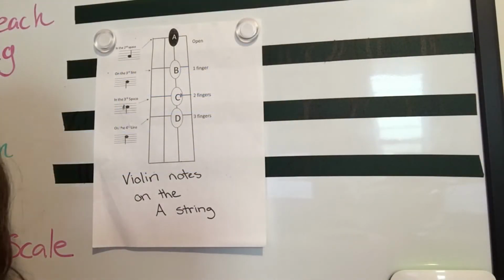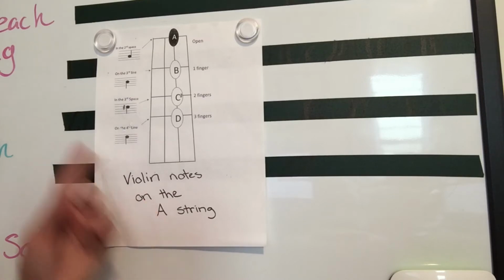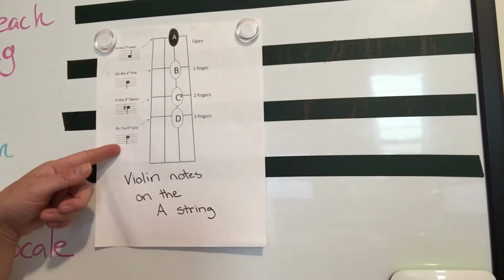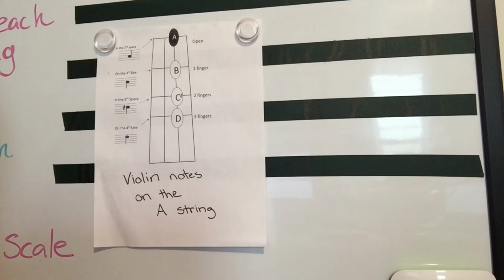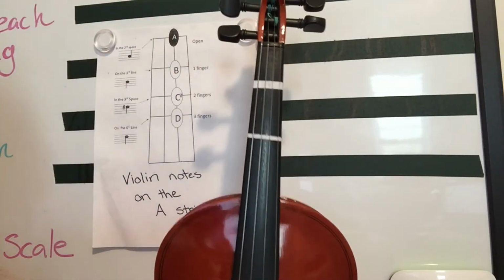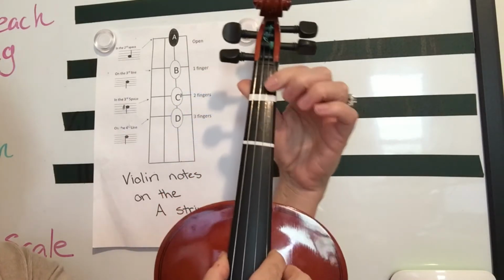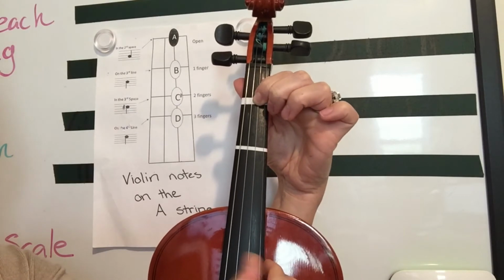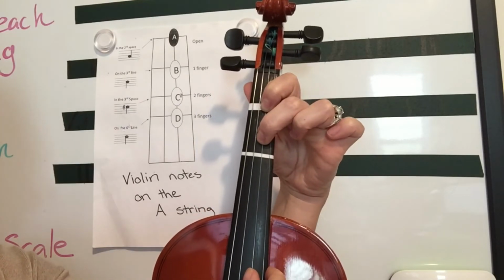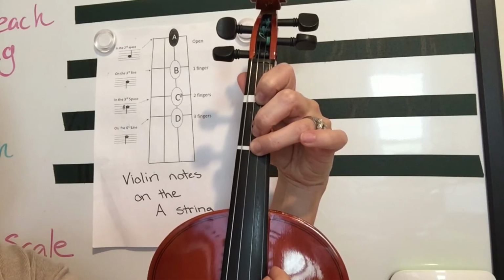And here we are again. Same looking handout, also posted in the Google Classroom, but now it's all your violin notes on the A string, okay? It shows you again what they look like in the staff, and then tells you how many fingers you need to play that. So if we're looking at the neck of our violin, A is our open string. B is first finger. C sharp, second finger. D is third finger. Okay.